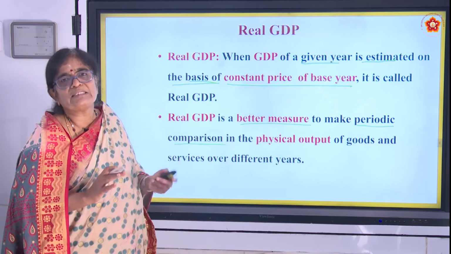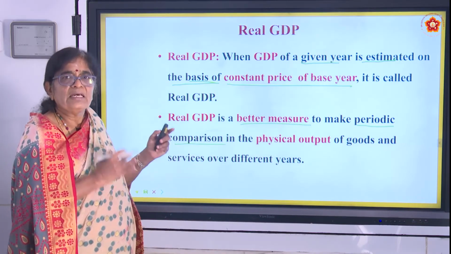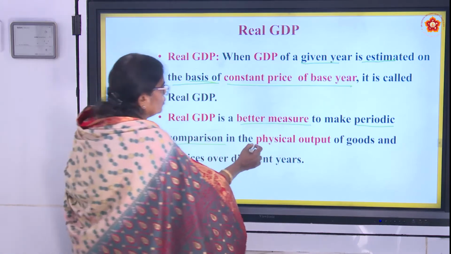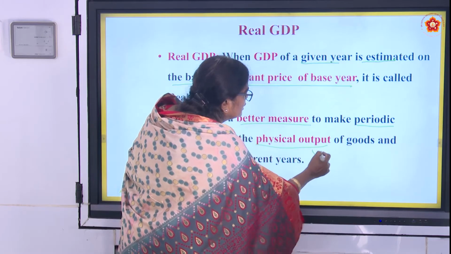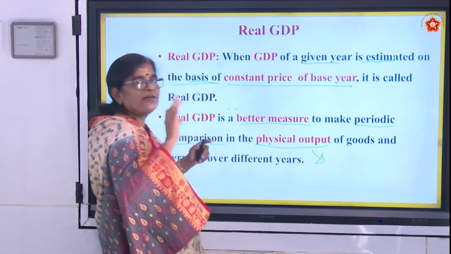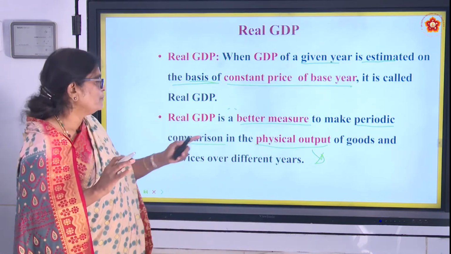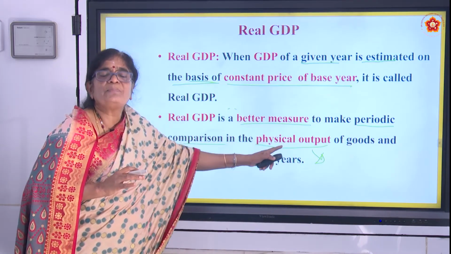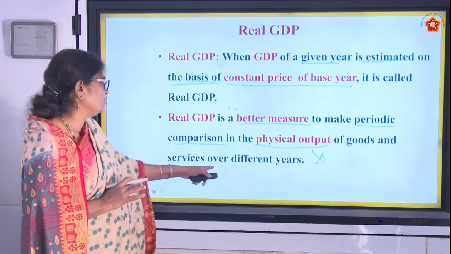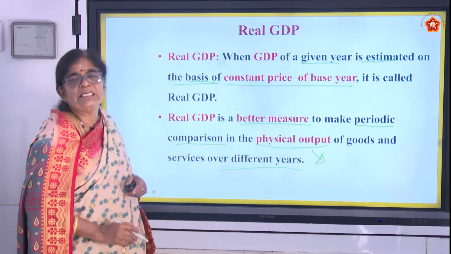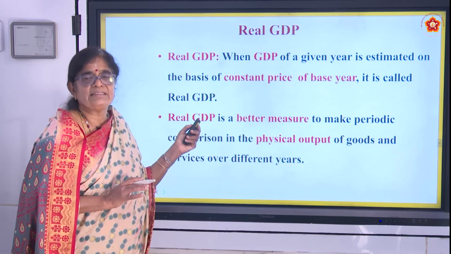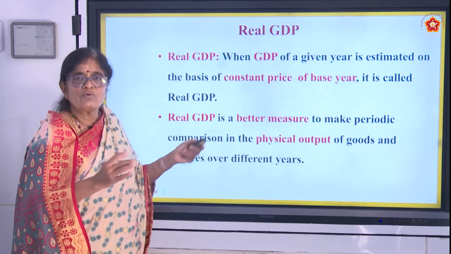It is a better measure because it doesn't consider the change in prices. It actually considers the change in volume of product, the physical output, because it keeps the prices fixed. Therefore, any GDP increase or decline will clearly express whether physical output has gone up or declined. That's what the Central Statistics Office in India, CSO, uses to calculate the GDP growth between different years.